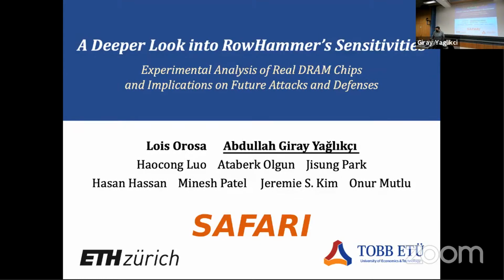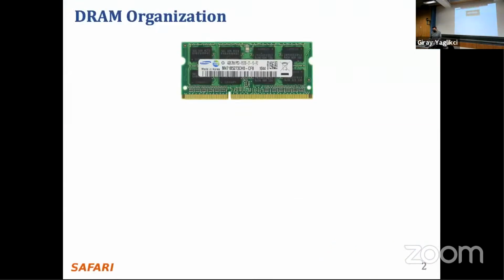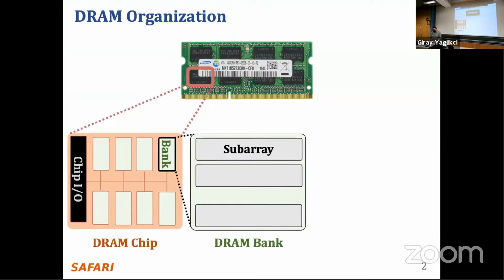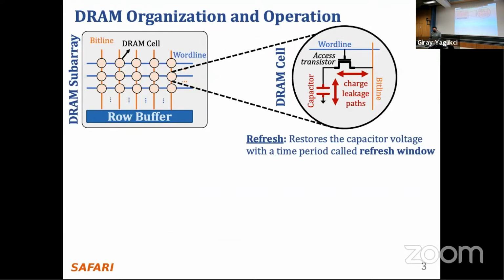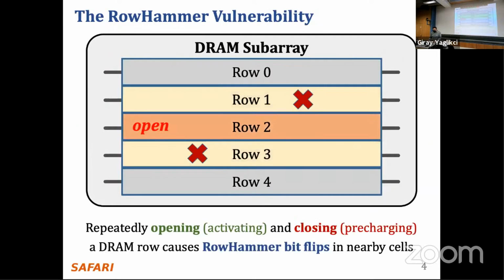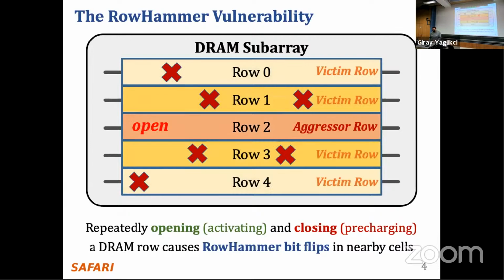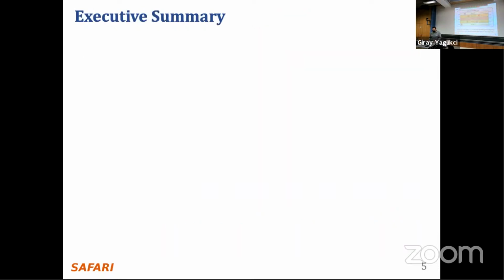Okay, thank you, Onur. As Onur said, this is an experimental characterization work called A Deeper Look into RowHammer Sensitivities. This presentation starts with some background, but I'm going to skip it quickly because Hasan already talked about DRAM organization and RowHammer as well. So I don't need to repeat it now. And yeah, this is RowHammer.